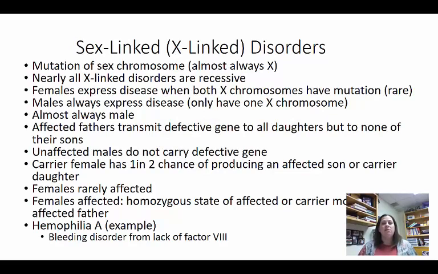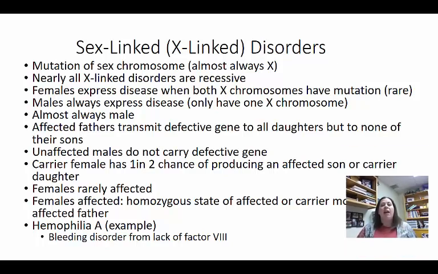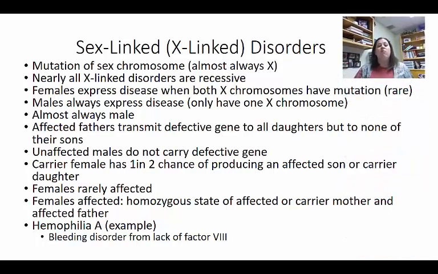These are going to be disorders that are associated with the X chromosome. The mutation of the sex chromosome, which is the X, is what we're focusing in on. Nearly all X-linked disorders are recessive, and females normally don't express this. It's very rare because they have to have a problem with both of their X's. Both X's have to be mutated. Whereas males, since they only have one X, you will see this as more of a problem in males.